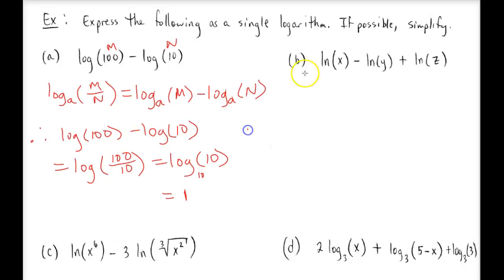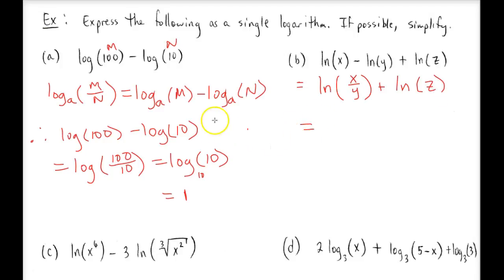For example 2, we see that we have subtraction and we have addition. So I am going to go ahead and just go from left to right. We see here that natural log of x minus natural log of y can be rewritten as natural log of x divided by y. And then we have plus natural log of z.